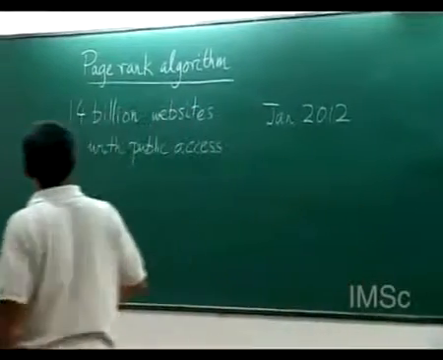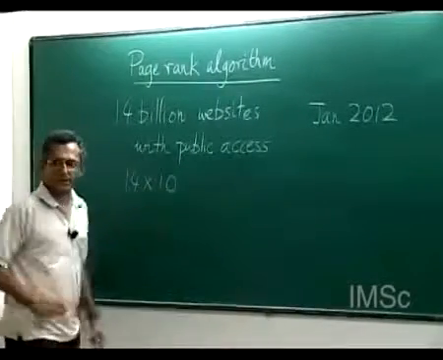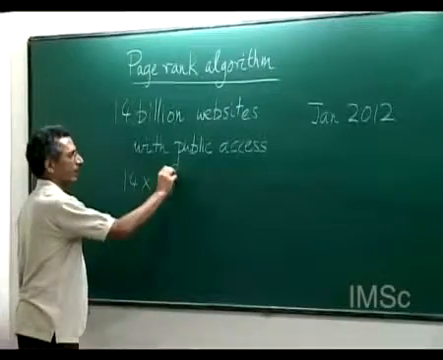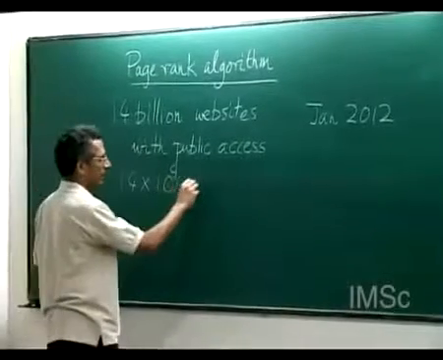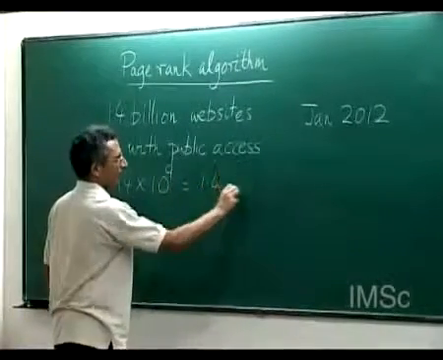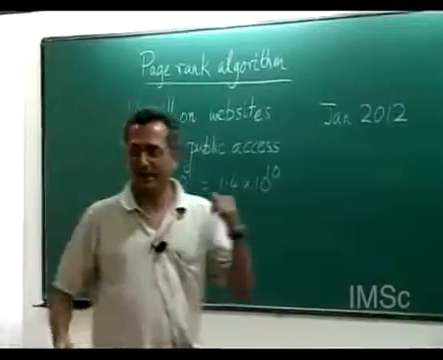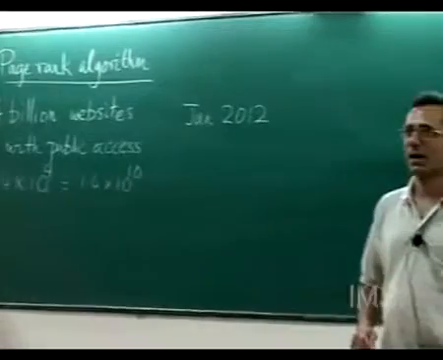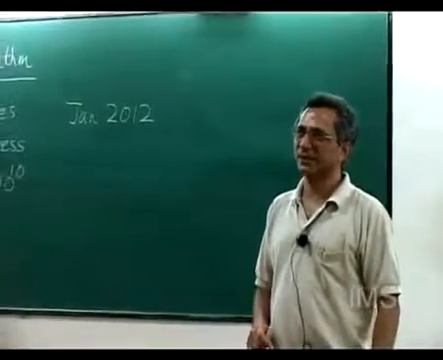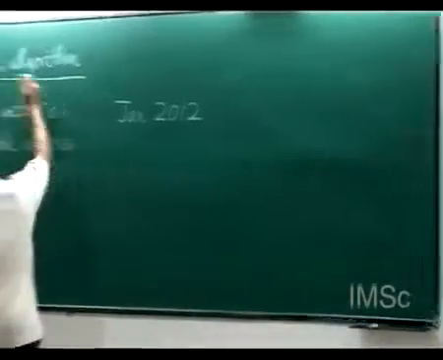How much is 14 billion? It's 14 into 10 power 9. That's a large number. It's over 10 power 10. Is that right? Maybe this is pages. You're right. So this is probably the number of web pages.